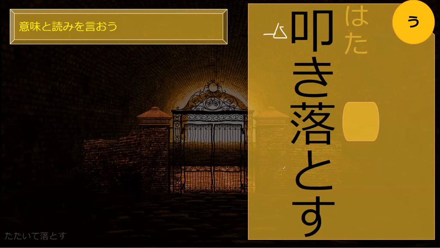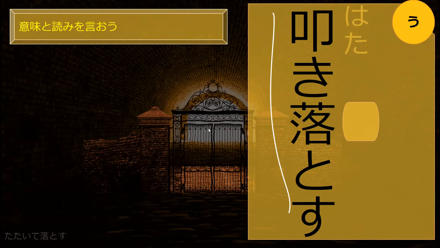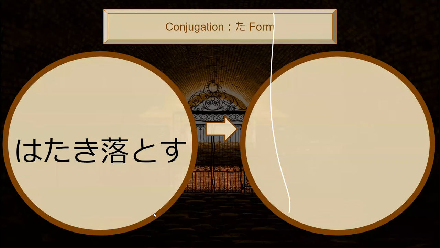Okay, so what does hataki otosu mean? Hataki otosu, it's just slap it onto the floor, slap it falling. Perfect. And what is the ta form of this word? Ta form is hataki otoshita. Perfect. And can you read the sentence for me?